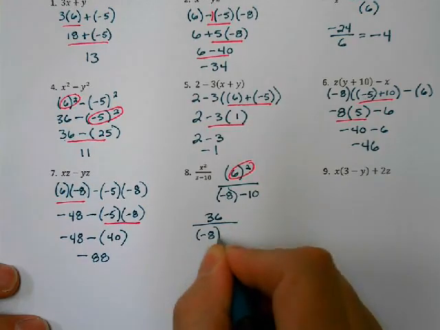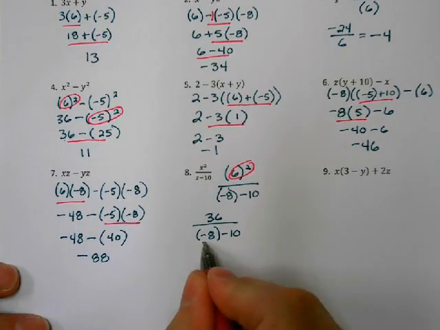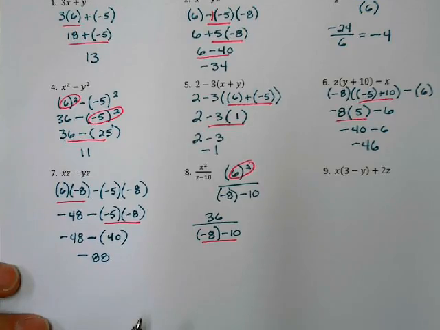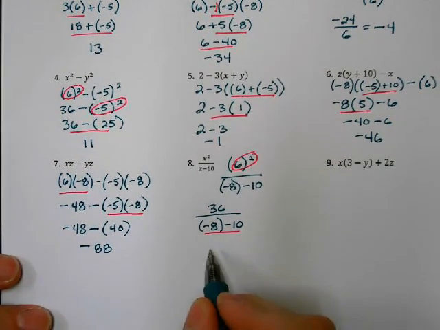Could you do more than one operation at a time? Sure, you could, but that's just a great way to make a mistake. So just better to do one operation at a time. That way you can focus on one thing at a time and not make errors.